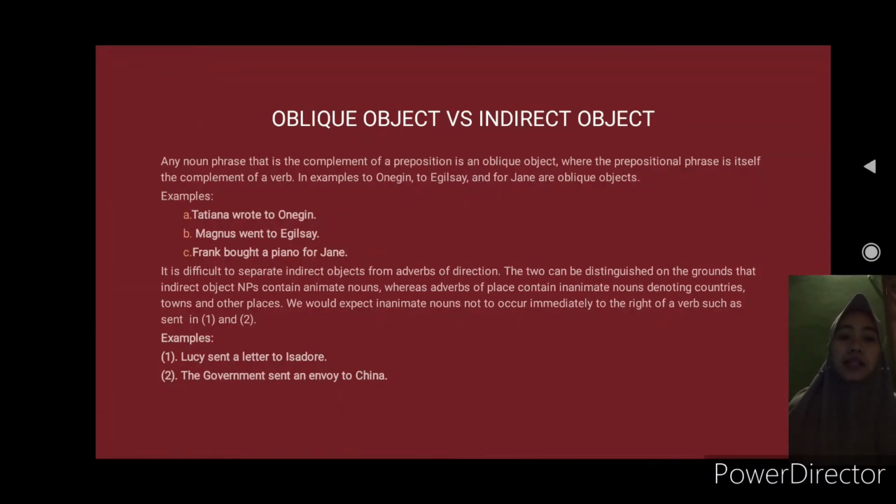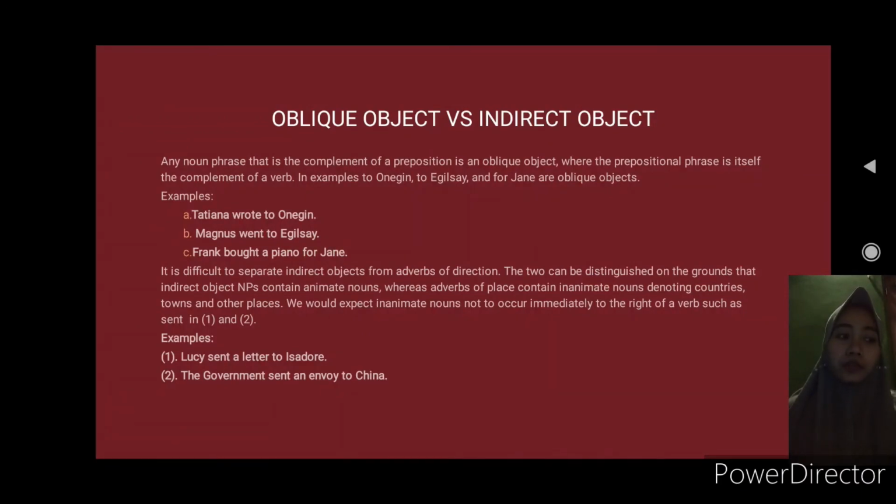Di sini di contoh, for example, contoh pertama ada Tatiana wrote to origin. Di sini Tatiana berkedudukan sebagai subjek, wrote berkedudukan menjadi verb, to origin, to ini adalah prepositional phrase. Jadi origin di sini menjadi oblique object. Kemudian contoh yang kedua itu sama, yaitu Martin went to Egilsai. Martin menjadi subjek, went menjadi verb, to Egilsai menjadi oblique object.